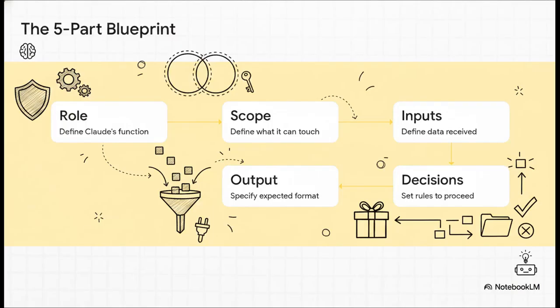Moving on to step 2, build business guardrails. Now that you've got the visual interface down, let's lock down your business logic so the AI can operate safely in the real world. To stop Claude from leaking sensitive data or just totally going off script, you have to structure your system prompts using this 5-part blueprint.